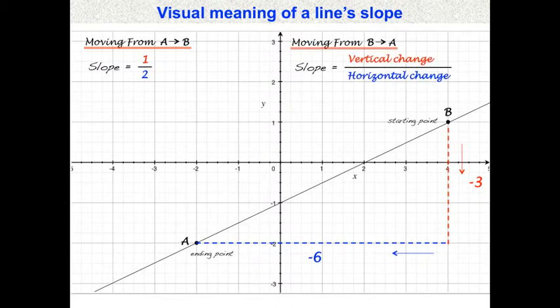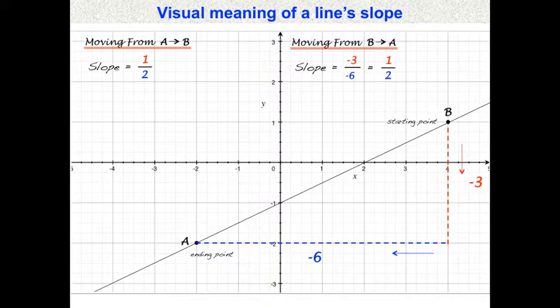Okay, moving from B to A, moving down from B first, it's minus 3, and then we'll move to the left, minus 6, and so, as you can see, nothing changes. It's still 1/2. So whether we move up from point A first and then go over to B, or whether we go to the right first and then up, or whatever combination you can possibly think of, actually there's only 4 combinations, you will always get the same slope.